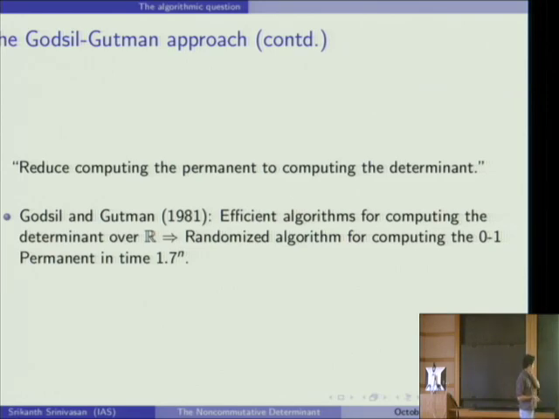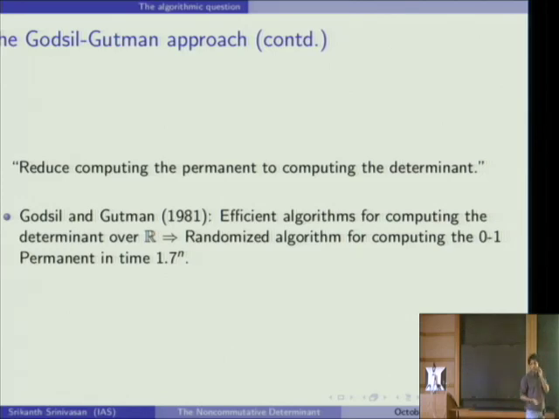Okay, so note that this is not very ideal. We want a polynomial time algorithm. But at the same time, it's not completely trivial, in that it's not clear if 1.7 to the n is easy to achieve. The trivial algorithm for the permanent is of course n factorial, computing each of the terms. Even if you use something a little more sophisticated like Ryser's formula, you still get a 2 to the n time algorithm. Right?